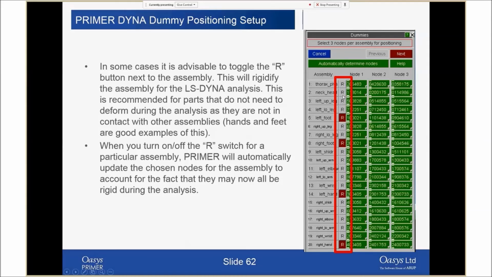So if you click on the R button here, Primer will rigidify those, and they'll move appropriately in the analysis. And when you click on that R button, Primer will recalculate the 3 nodes that it's going to attach the cables to, because now all the nodes in that particular assembly will be rigid.